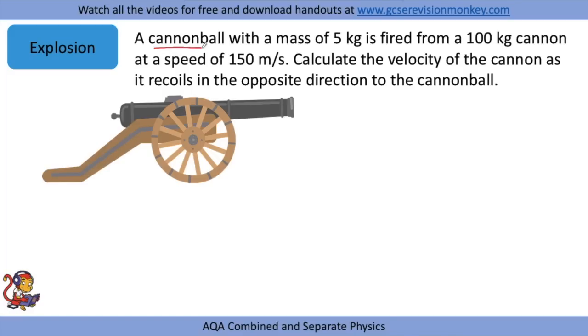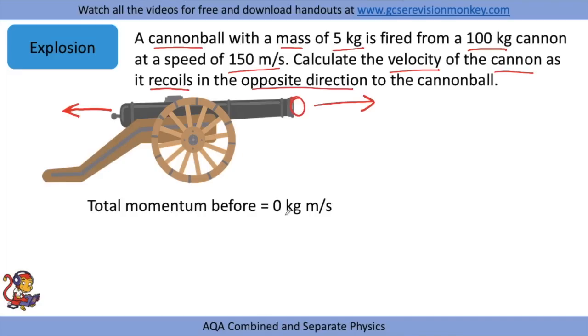Now let's look at an explosion example. This one says a cannonball with a mass of 5 kilograms is fired from a 100 kilogram cannon at a speed of 150 meters per second. And the question says calculate the velocity of the cannon as it recoils in the opposite direction. So when the cannonball is fired out, that will go in this direction, and the cannon itself will recoil in the reverse direction. So we've got the total momentum before is 0 kilogram meters per second.